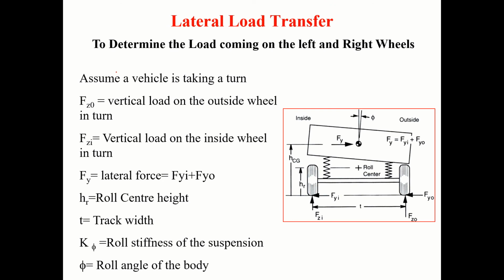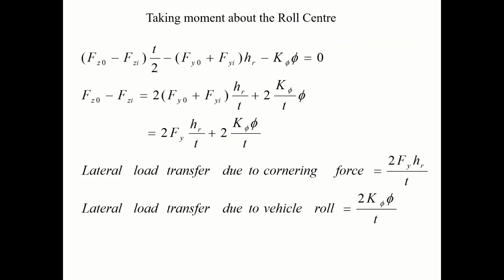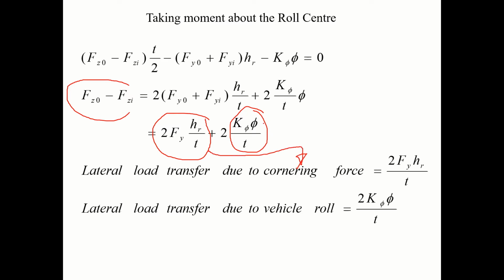So taking moments, this also we are done. Taking all these moments we will get this. Finally the difference in vertical load is this plus this. This we call the load transfer due to cornering force. This is the load transfer due to vehicle roll. These things we have already studied.